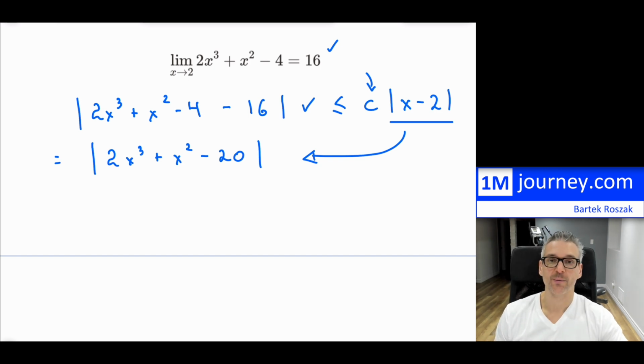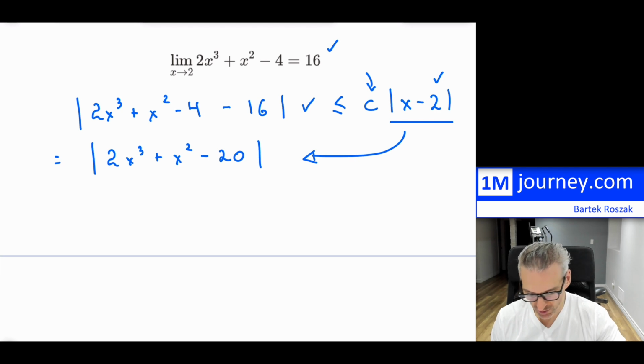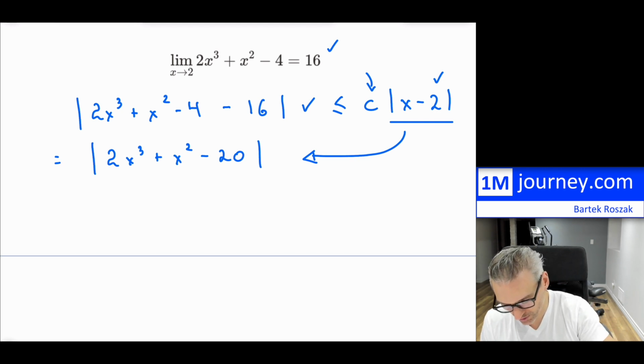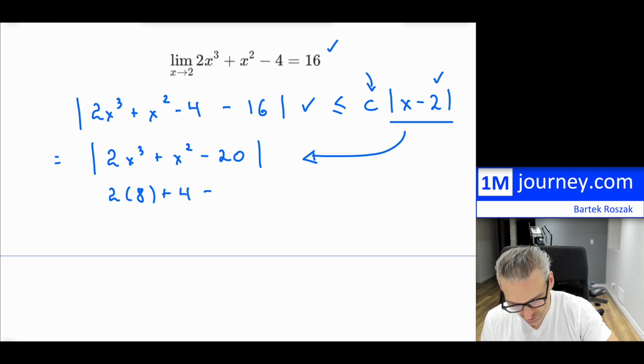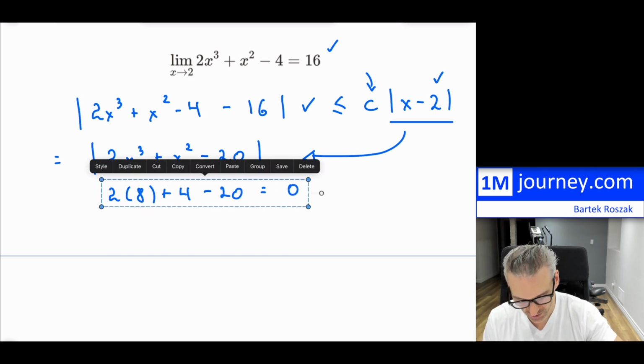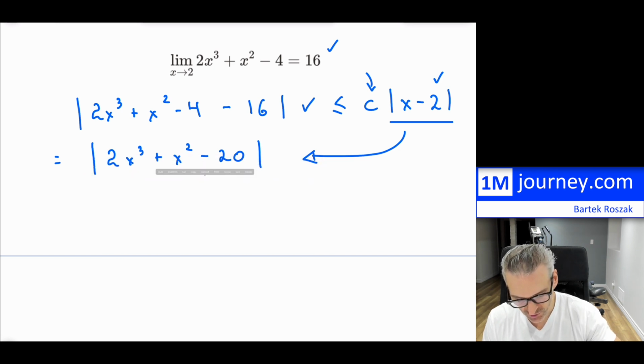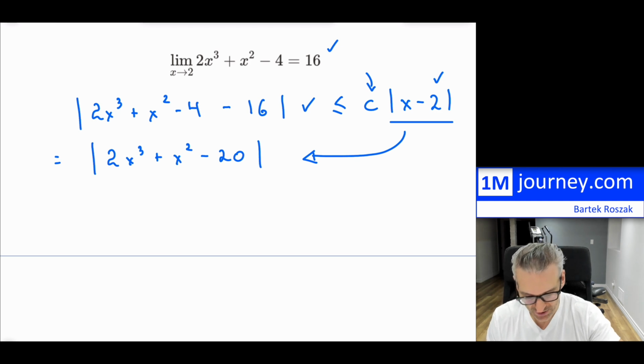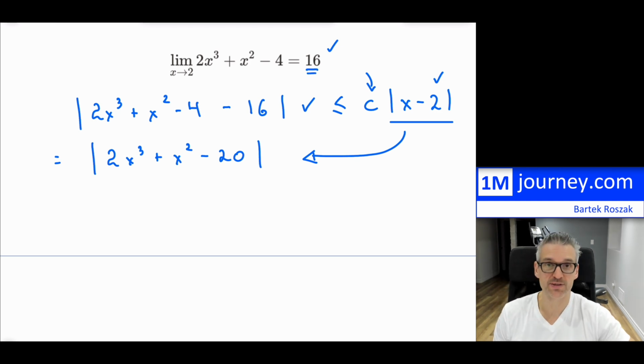How do you know that? You can just use your remainder theorem. So you can just substitute 2. When you substitute 2 in here, notice what you're going to get: 2 times 8, plus 4, minus 20, which is 16 plus 4 minus 20, so this equals 0. Now this shouldn't be a surprise because it is a cubic, it's a polynomial, so it's very well defined. So you know that this indeed should be a factor if this limit would have held anyways.